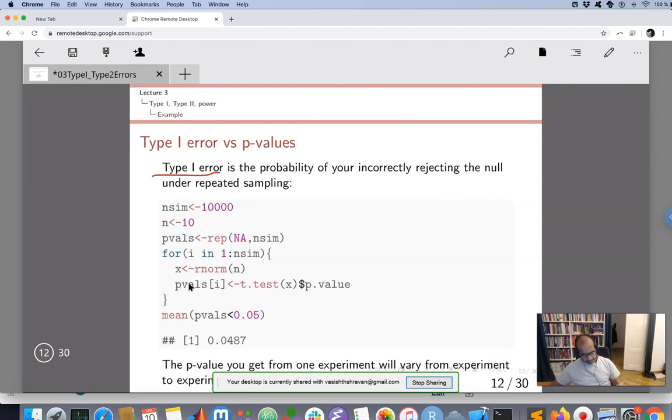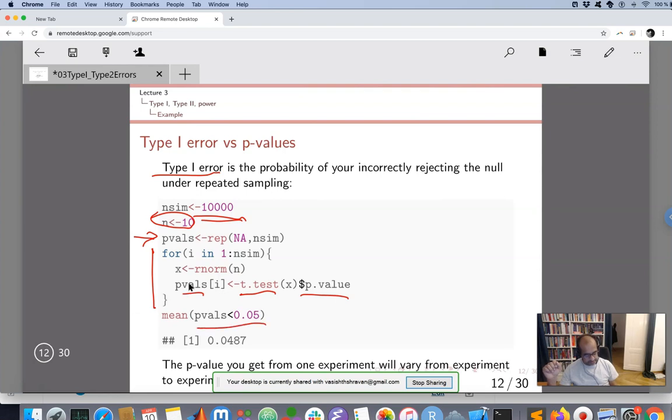You can play with the idea of type 1 error by doing simulated experiments. So we'll do 10,000 simulations. Each time we'll run an experiment with sample size 10, and we'll compute the p-value each time and store it in a vector. That's what this for loop does. It generates data from a normal distribution with mean 0 and standard deviation 1. That means this is a situation where the null hypothesis is always true. It does the one sample t-test, and it saves the p-value in the p-vals vector.